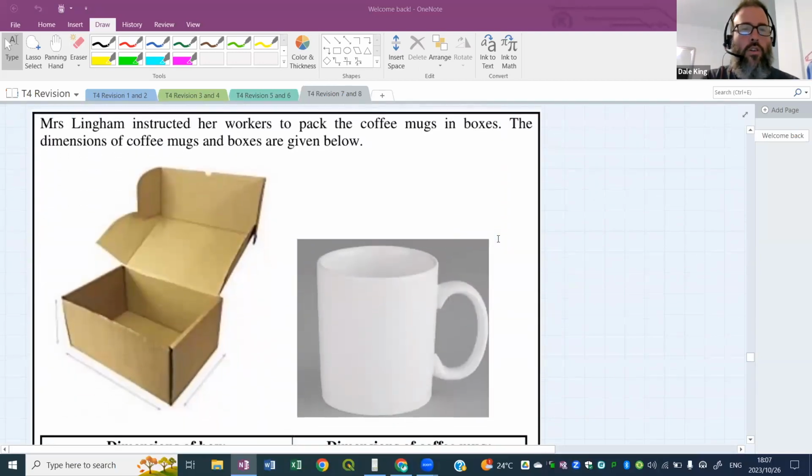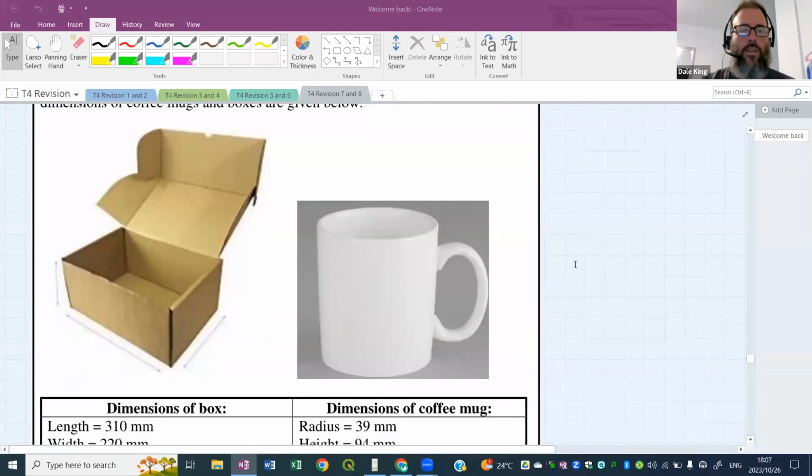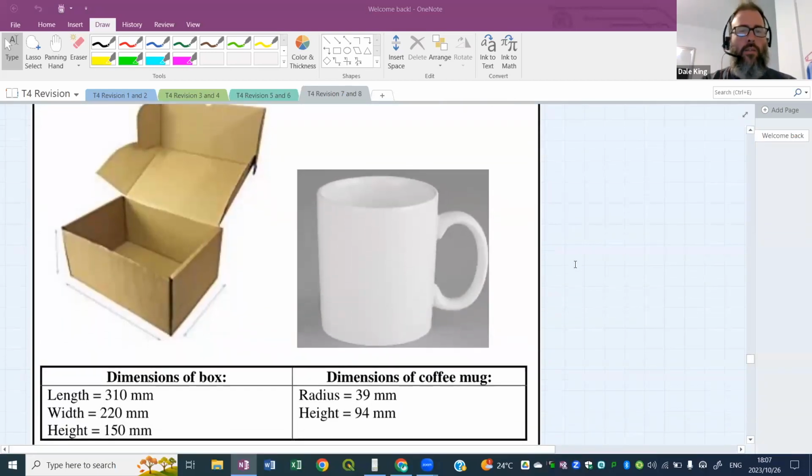Here we go with our first scenario. Mrs. Lingham instructed her workers to pack coffee mugs into boxes. The dimensions of the coffee mugs and the boxes are given below. There we go. So the box on the left, all the dimensions, and the coffee mug on the right with dimensions. All right. We're packing coffee mugs into the box. Sounds pretty easy. Not too bad.